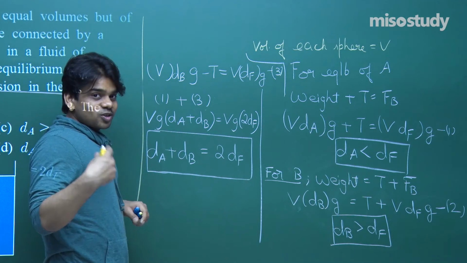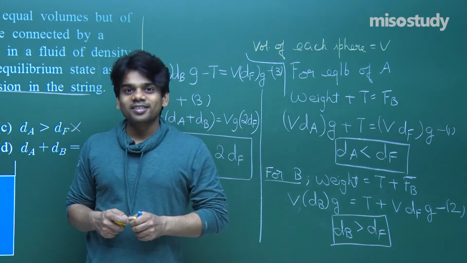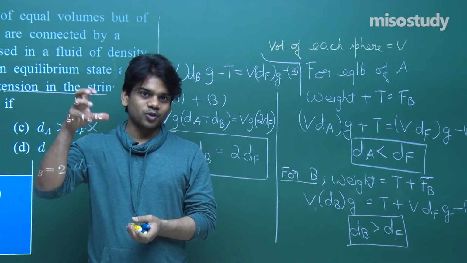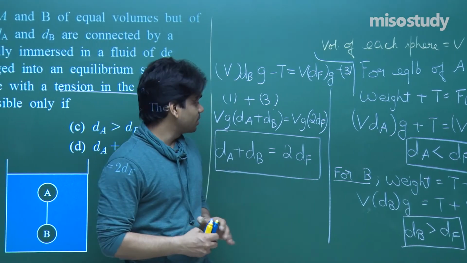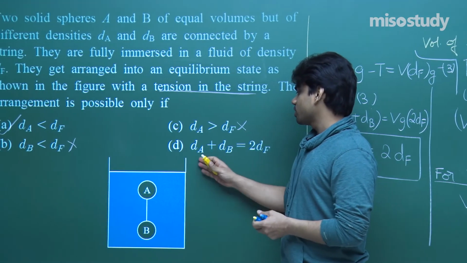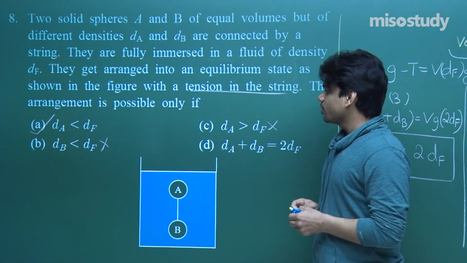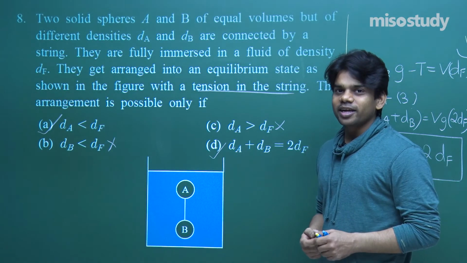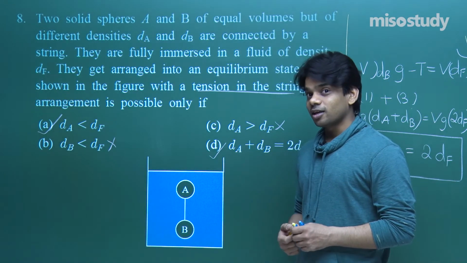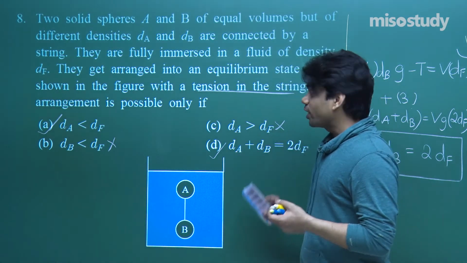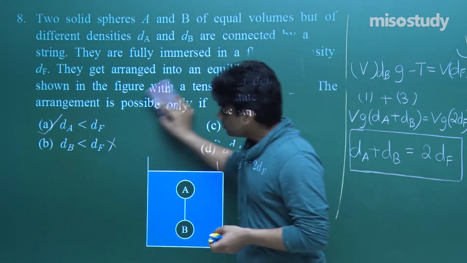So remember in the last case also we had the density of fluid, if you take its twice, will be equal to the sum of the densities of both the objects that are submerged. Here also we are getting the same thing, dA plus dB equals twice of dF. Even D is also correct. Correct options are A and D in this question also. Earlier also we got A and D, here also A and D. Similar kind of question but a different way to represent them.